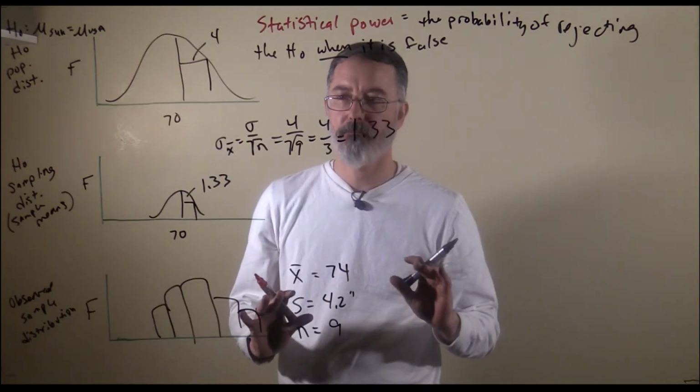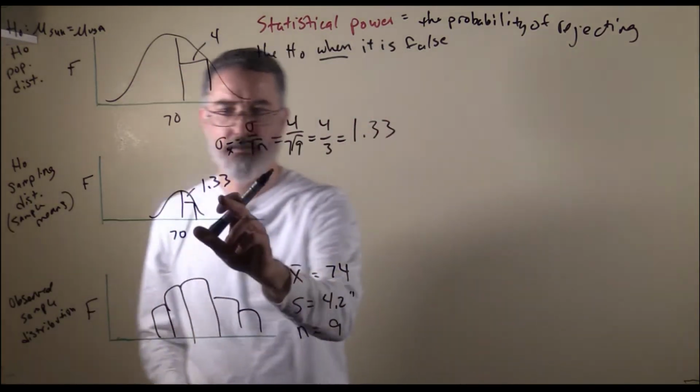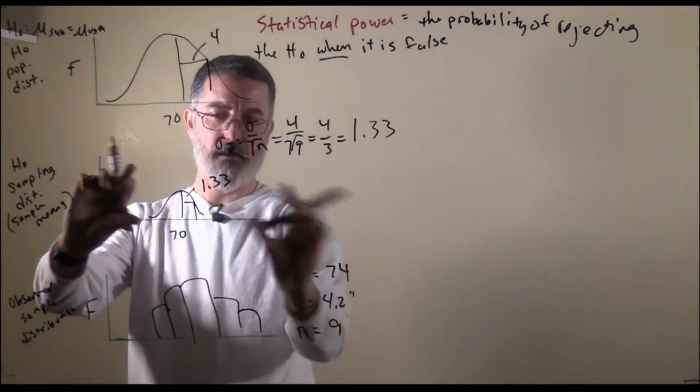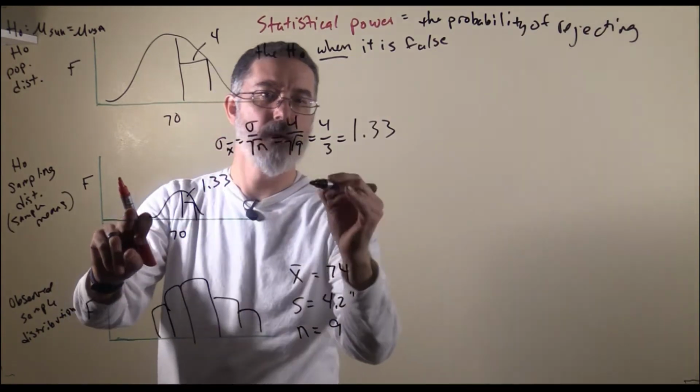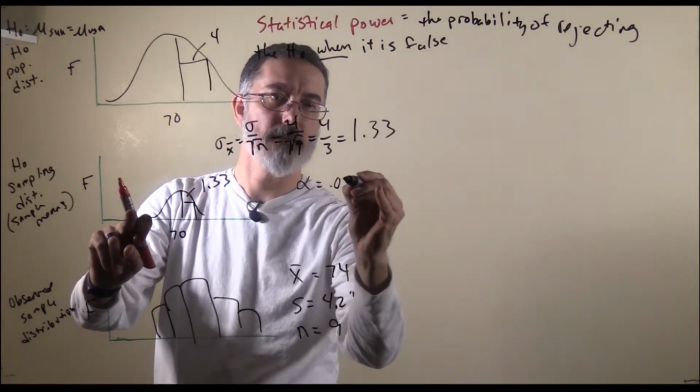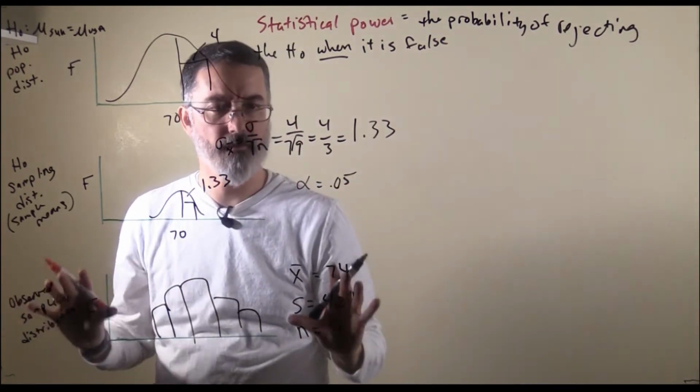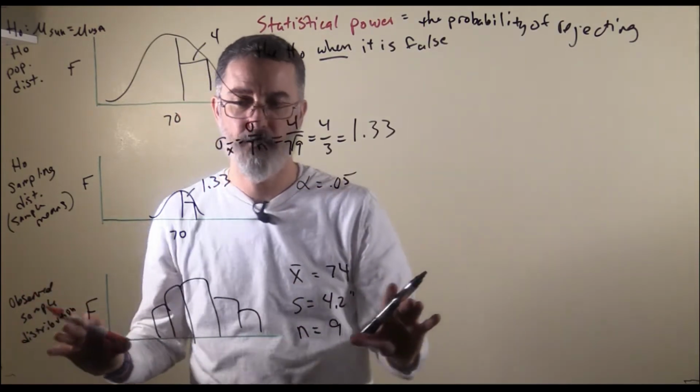Our critical values on this distribution, right? So these are the values where if our sample is more extreme, we'll reject the null hypothesis. So this is a normal distribution. We're going to set alpha at 0.05. So far we're just going through the regular steps of a z-test here, right?